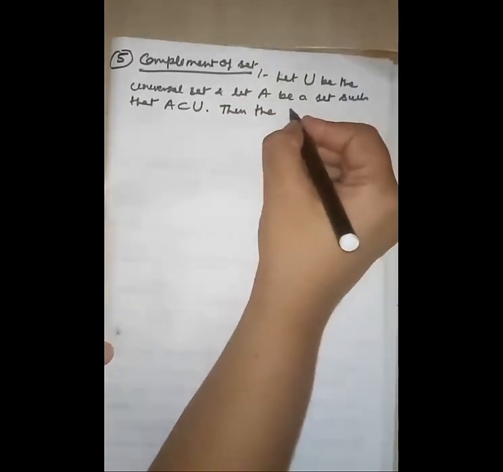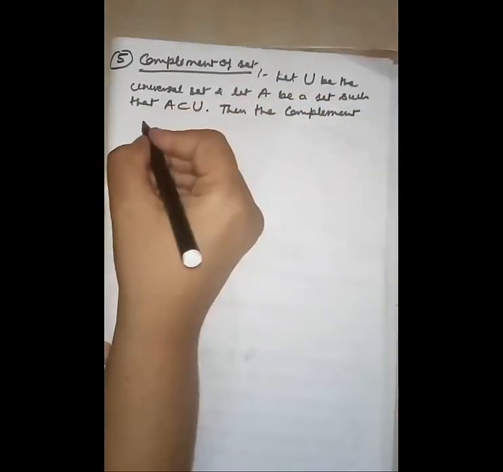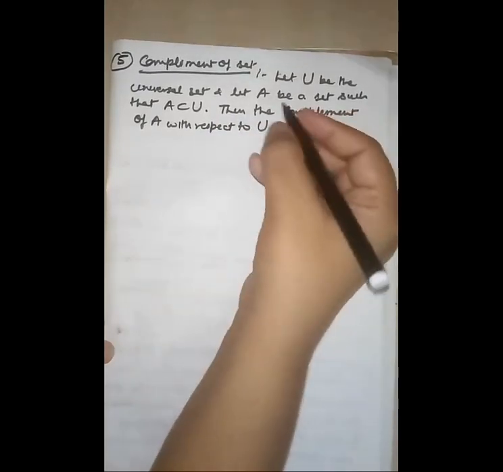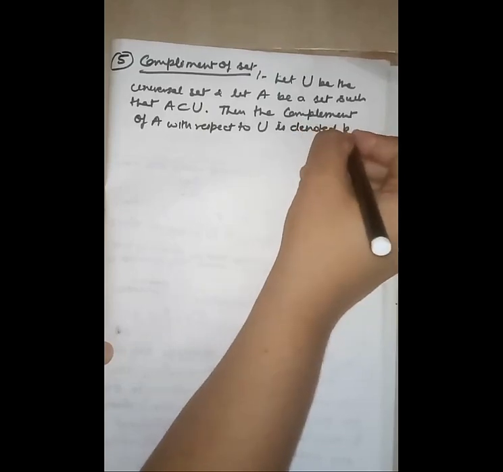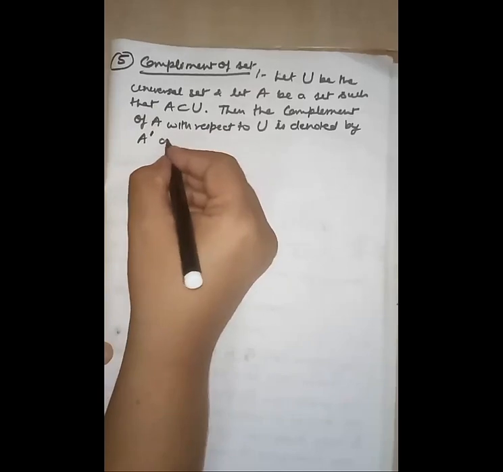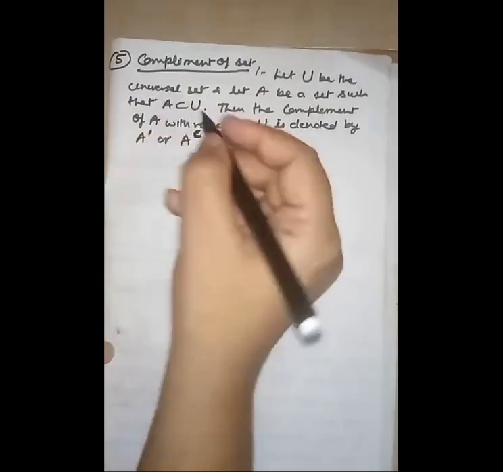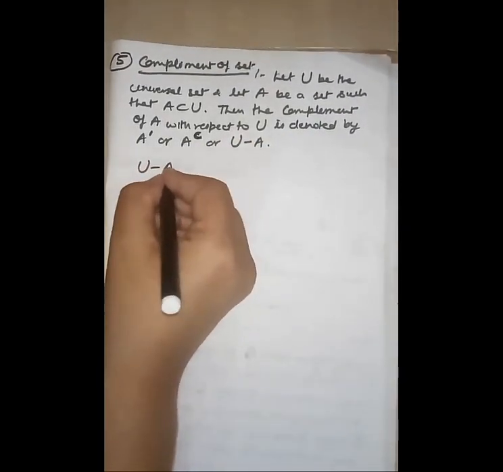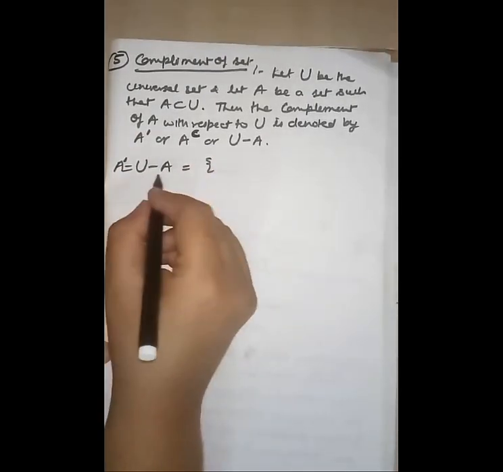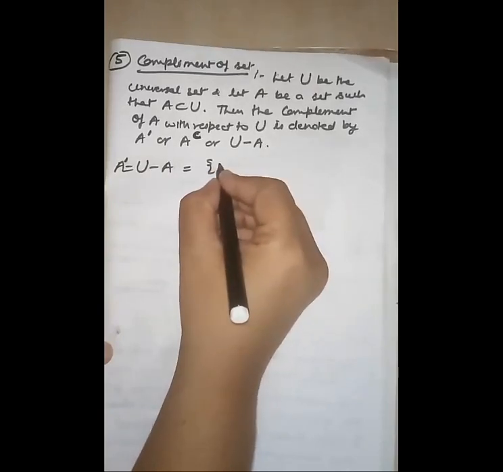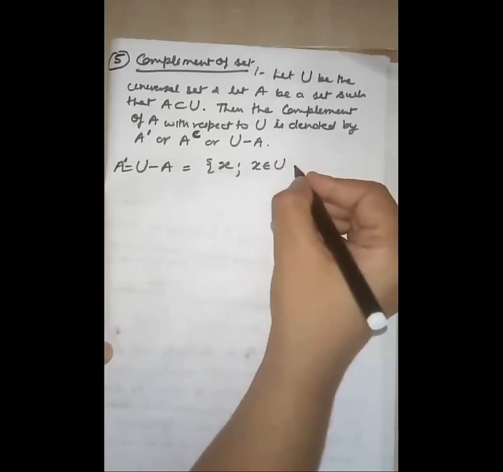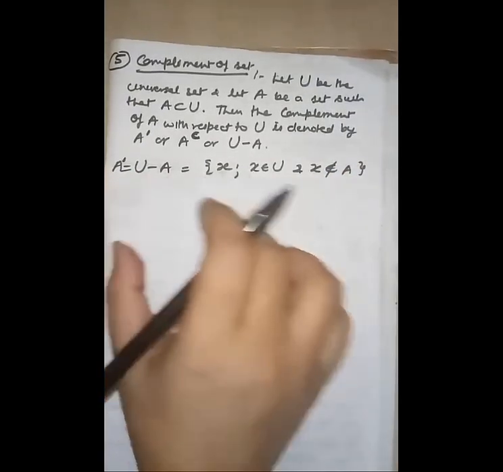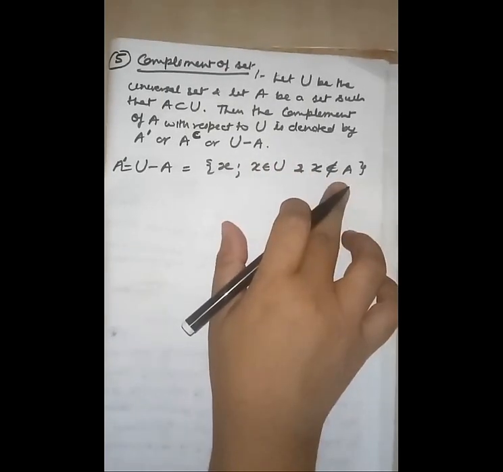Then the complement of A with respect to the universal set is denoted by A complement, or A power C in this form, or universal set minus A. So it is defined as universal set minus A. It means A complement equal to, using the definition of difference of sets, the elements of X where X belongs to the universal set and X does not belong to A. It means A complement means all elements which belong to the universal set but not to A.